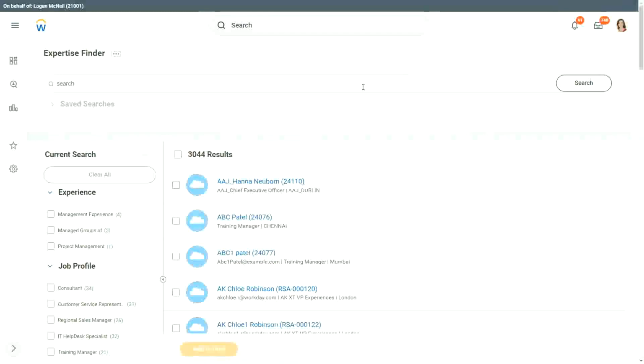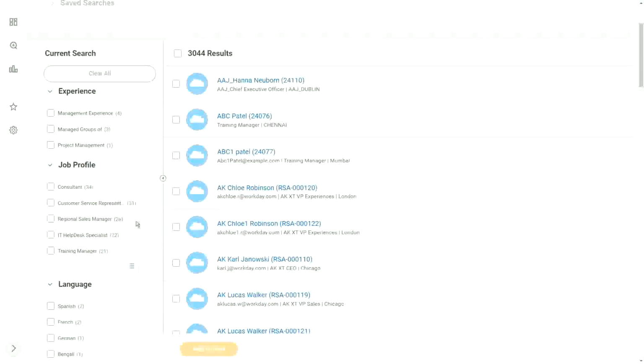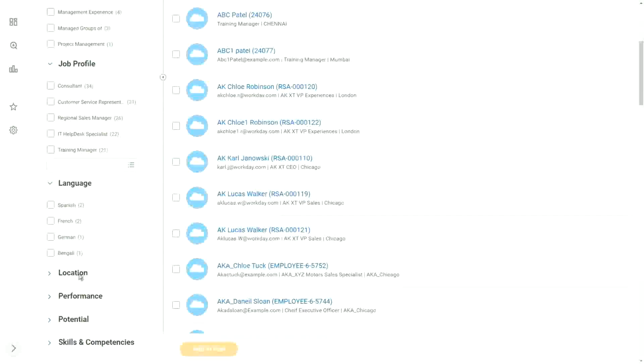So here you see, Expertise Finder. Again, this report is very similar to what we saw before, but the filter criteria is different, right? Because now it is mostly focused on experience and job profile and language and performance, right? So why?